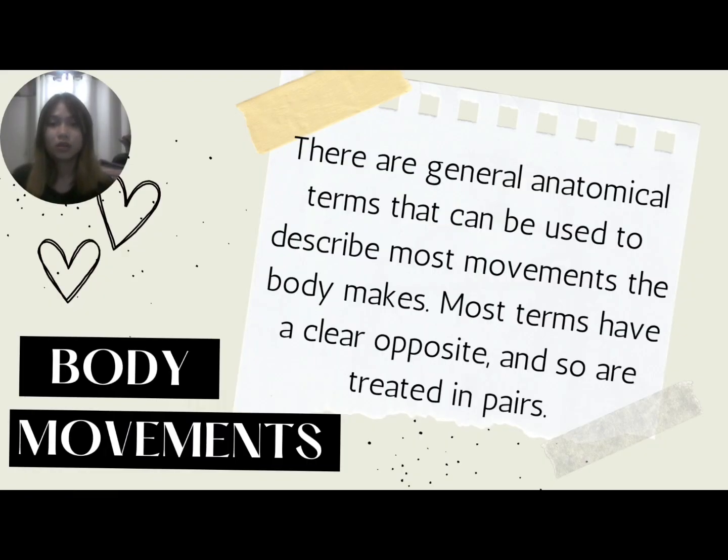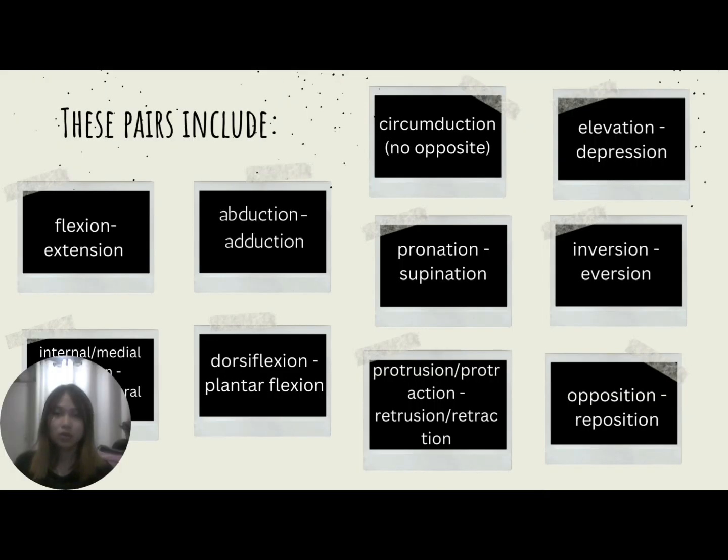So now let's proceed to the body movements. There are general anatomical terms that can be used to describe most movements the body makes. Most terms have a clear opposite and so are treated in pairs. These pairs include circumduction. There's no opposite of circumduction.